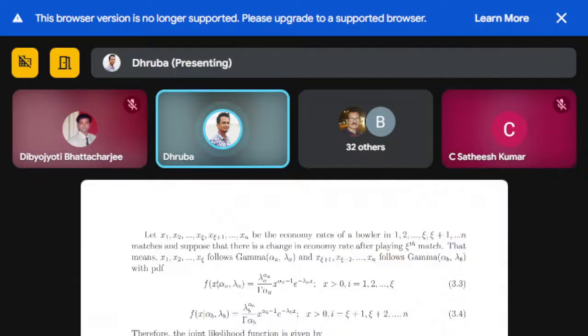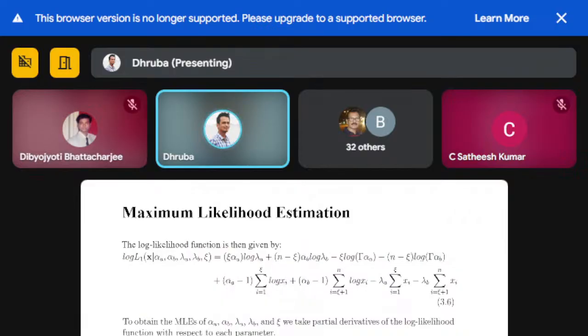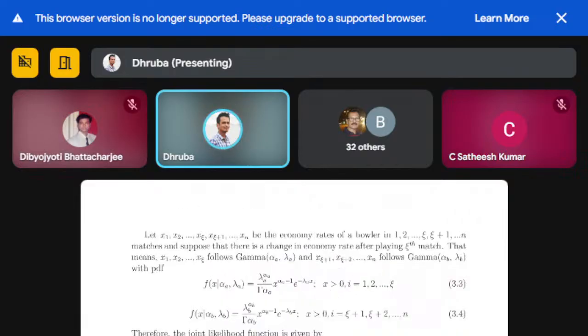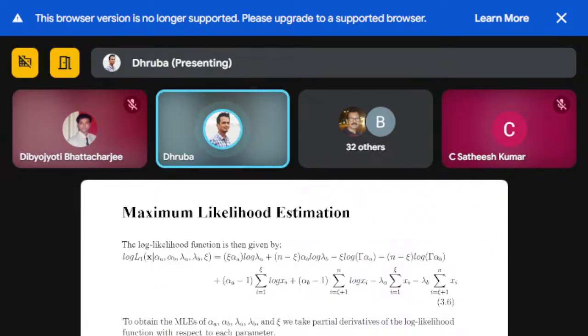Here there is a typo, it is not x given, it will be x semicolon actually. So therefore the joint likelihood function is given by equation 3.5, which is denoted as L1. Now, how to estimate the parameters? Here we have discussed maximum likelihood estimation, a procedure to estimate the parameters of this distribution.